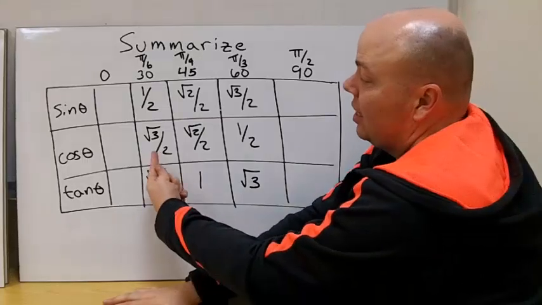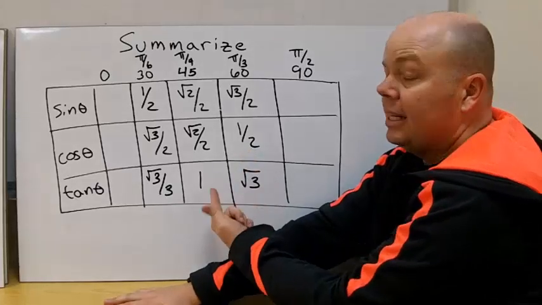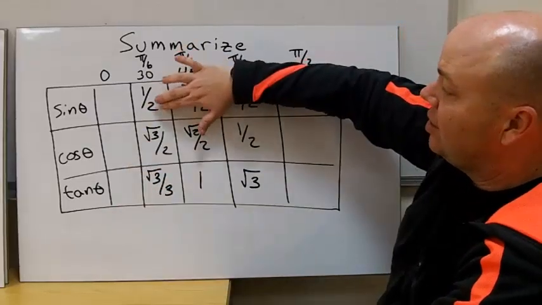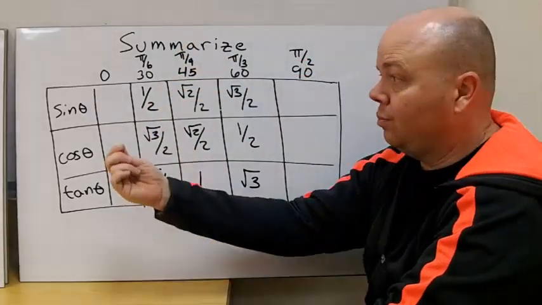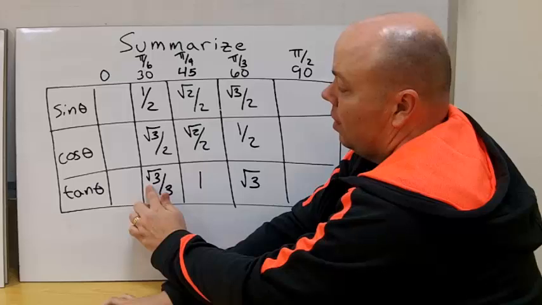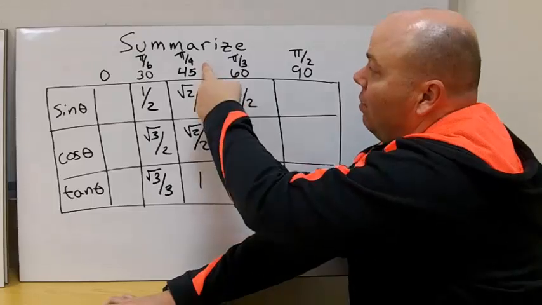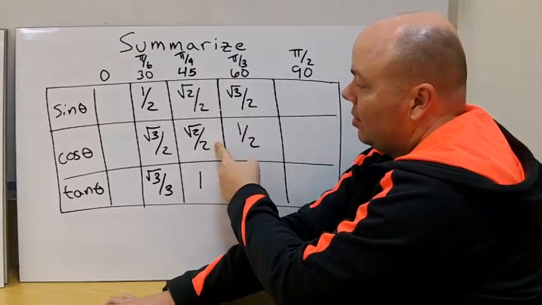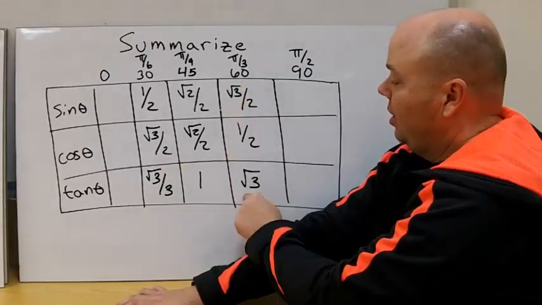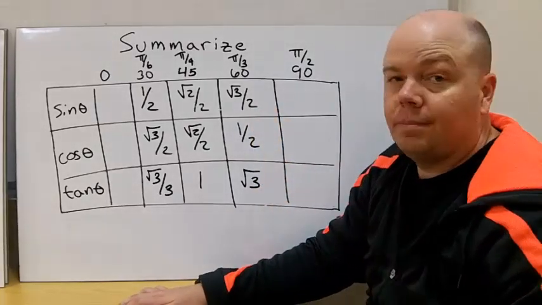Cosine does the opposite. Cosine decreases from the square root of 3 over 2, square root of 2 over 2, 1/2. Tangent increases. Tangent, we'll learn in another video, is just the ratio of this divided by this, but we can also prove it using the 30, 60, 90 triangle. The tangent of 30 degrees is equal to square root of 3 over 3, and you notice these increase. Tangent of pi over 4: square root of 2 over 2 divided by square root of 2 over 2, which is equal to 1. And the tangent of 60 degrees is equal to square root of 3 over 2 divided by 1/2, which is equal to square root of 3.